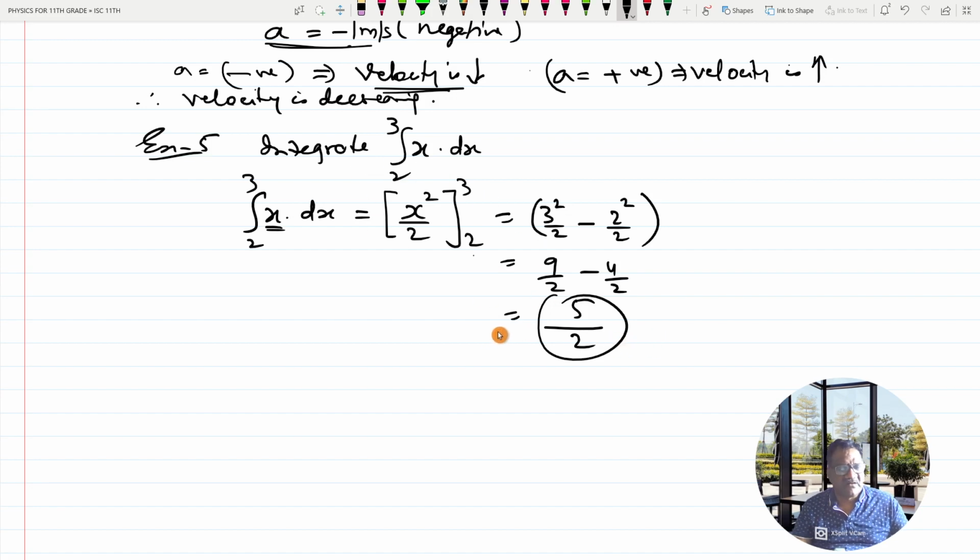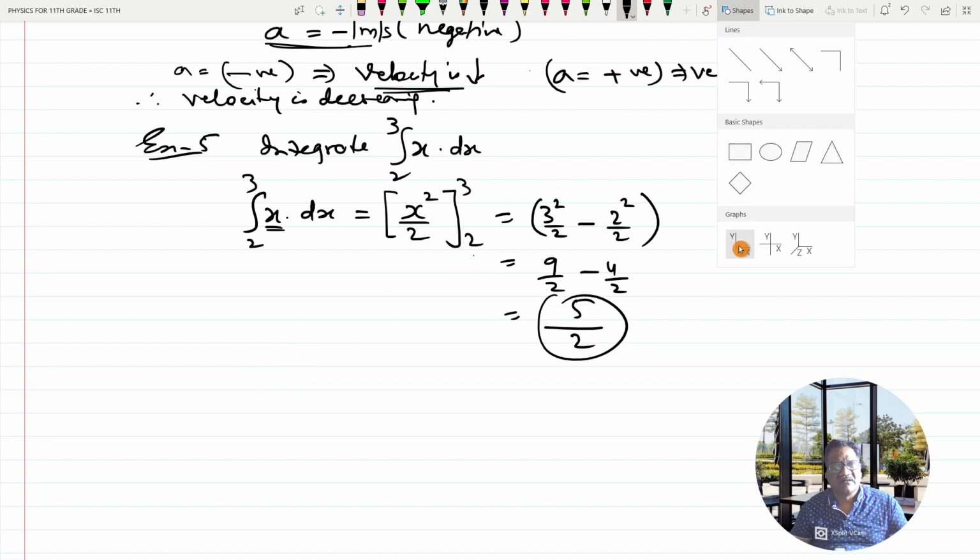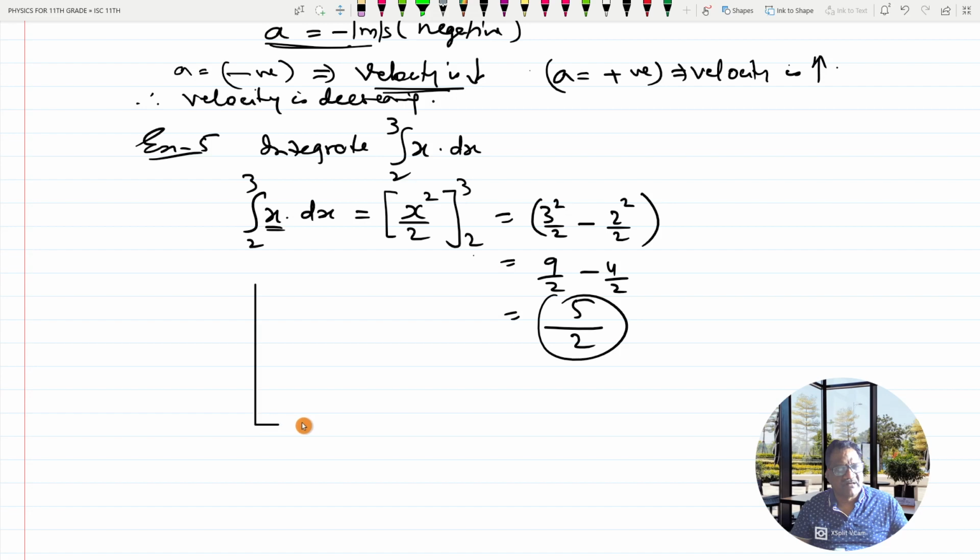Now this is a straightforward mathematical question, but how can they ask you in physics? I'll explain this in a more detailed way. So suppose you have a graph like this. Now, what is this function y is equal to x? You know that y is equal to x is a straight line going this way. This is your graph, y is equal to x.